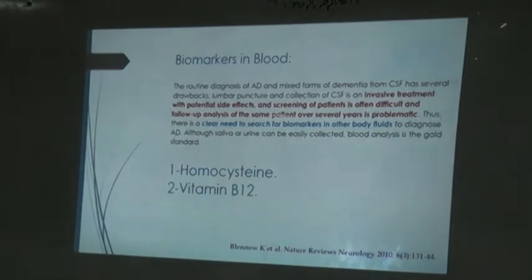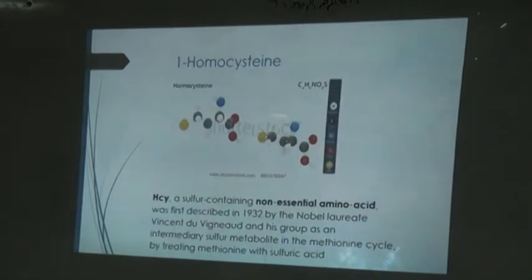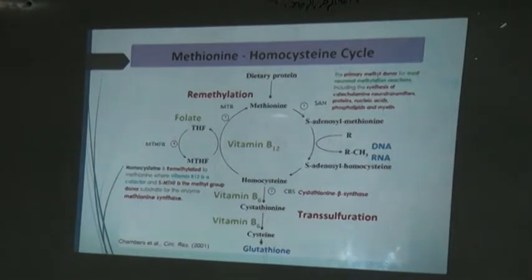So our topic today is homocysteine. What's all this fuss about homocysteine? Homocysteine is a sulfur-containing non-essential amino acid. Here is our main topic today. The methionine homocysteine cycle. Methionine is an essential amino acid. It's converted into S-adenosyl methionine, which is the primary methyl donor for all neuronal methylation reactions: catecholamine neurotransmitter synthesis, nucleic acid, myelin, phospholipids.